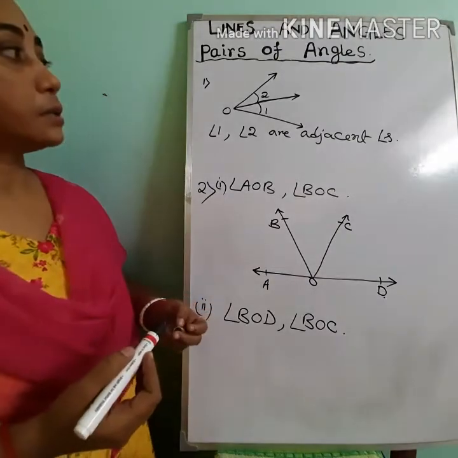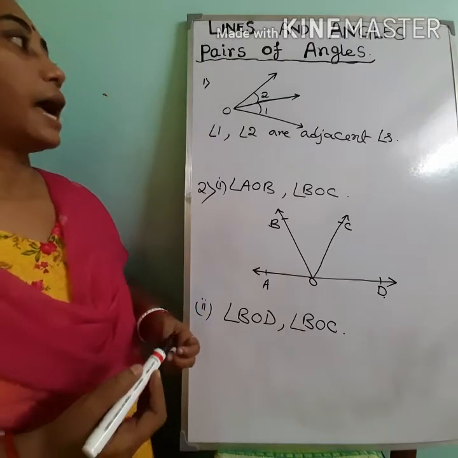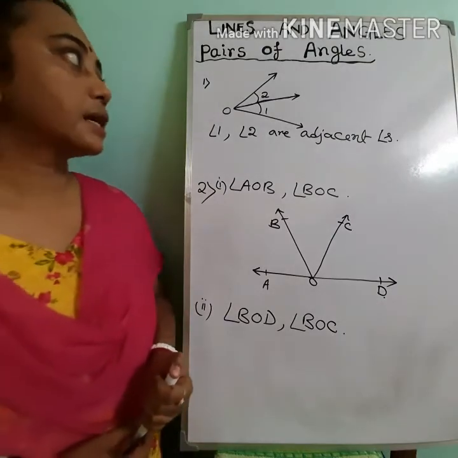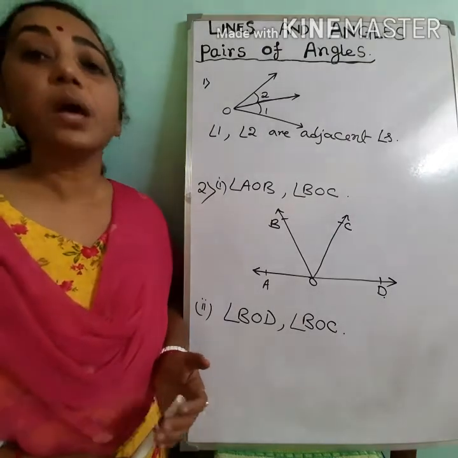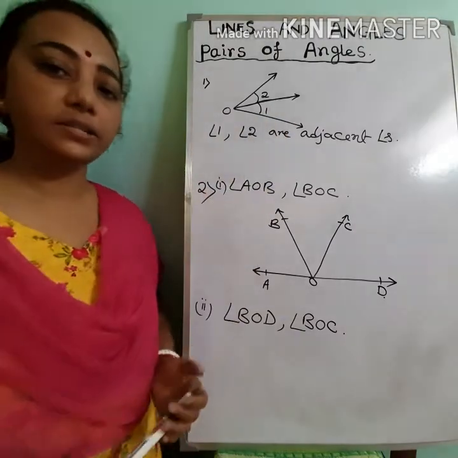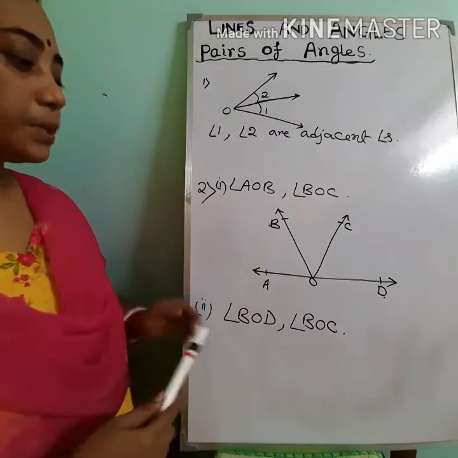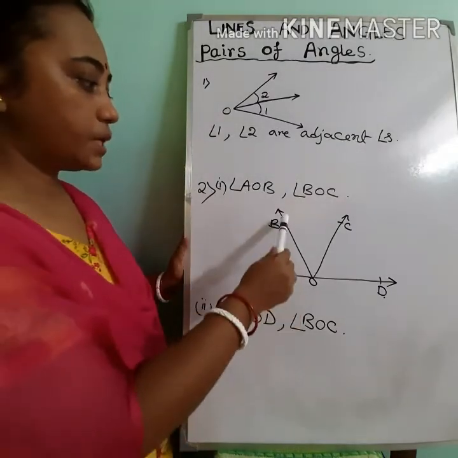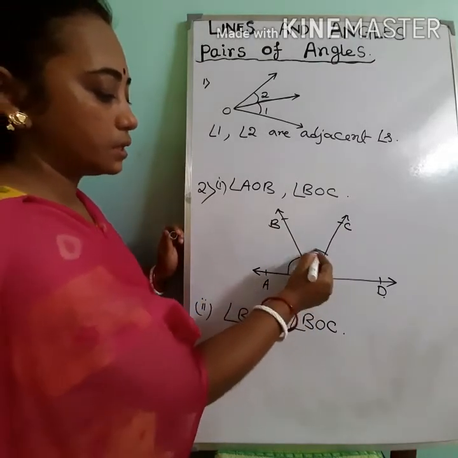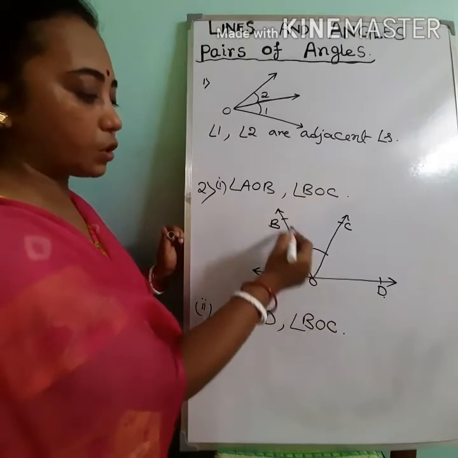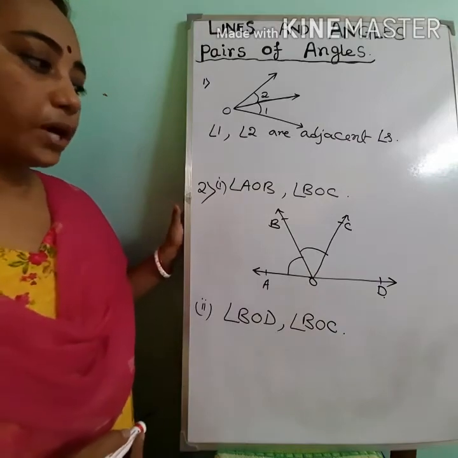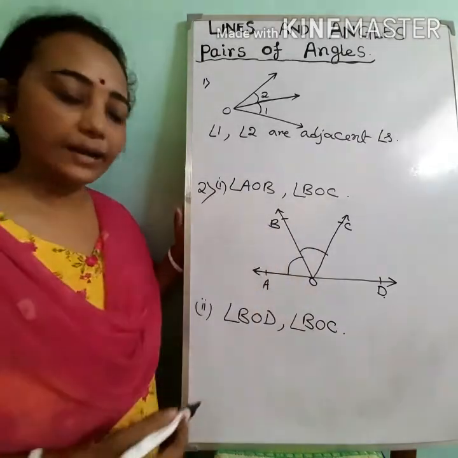So in other words, we can say that angle 1 and angle 2 are adjacent angles because they have a common vertex and they have a common arm between the two non-common arms. So these two angles are adjacent angles. Now come to another example. In this figure, AOB and BOC, these two angles have a common vertex O, they have a common arm OB, and they are lying between the non-common arms OA and OC. So these two angles are adjacent angles.